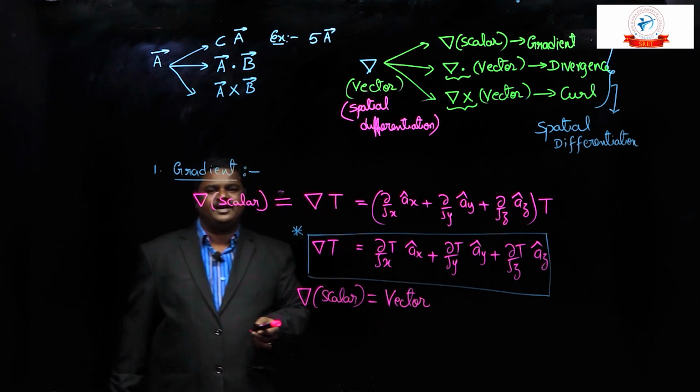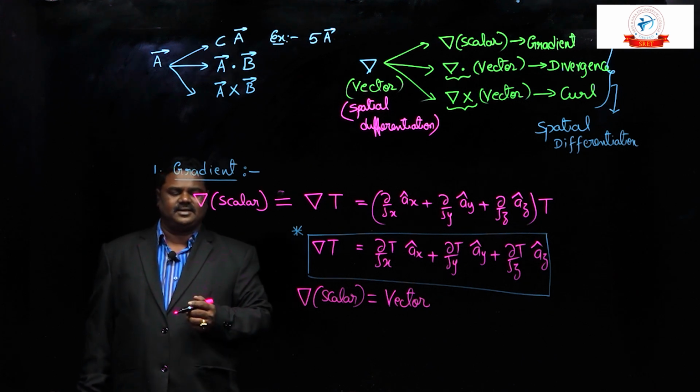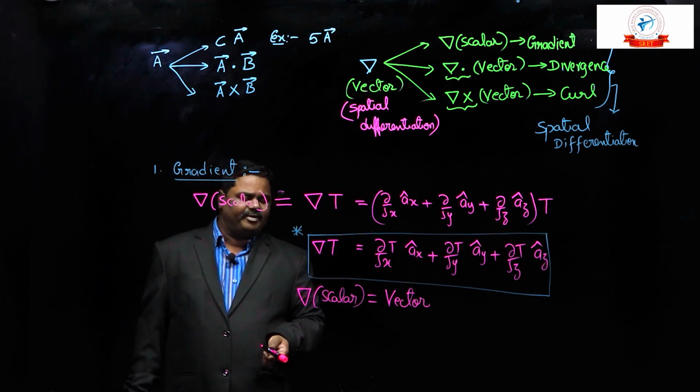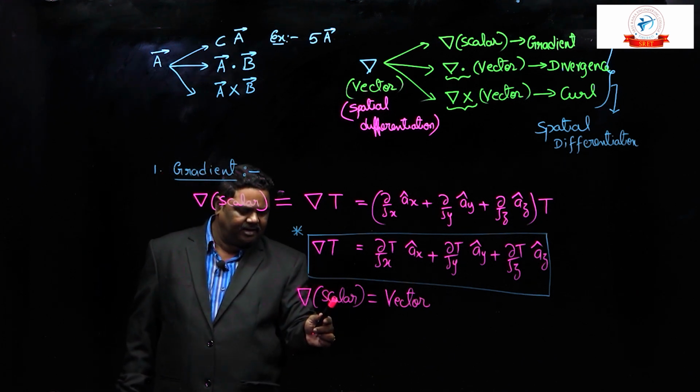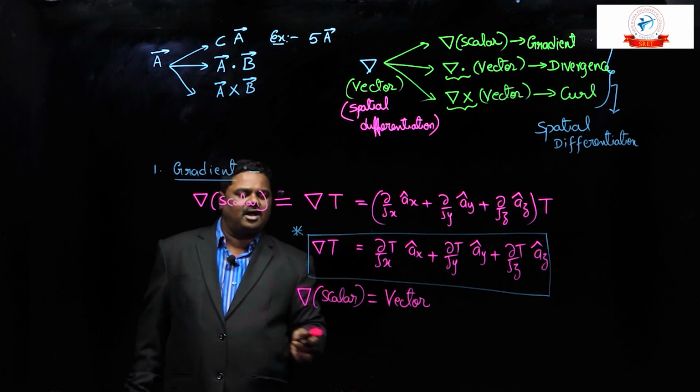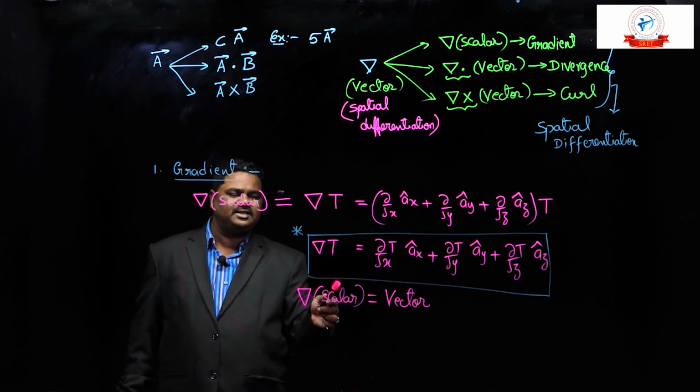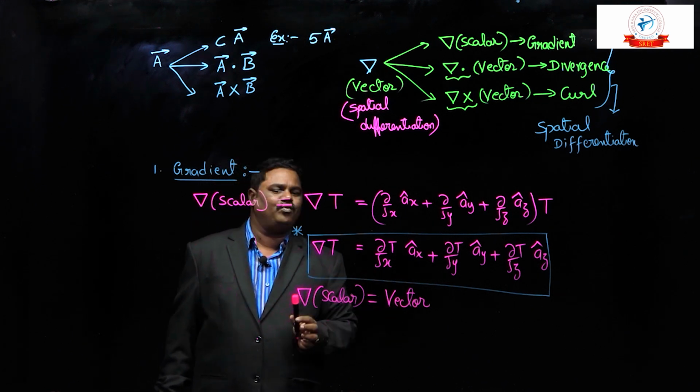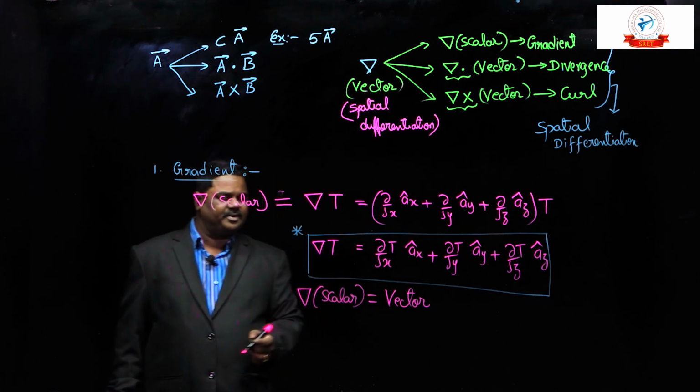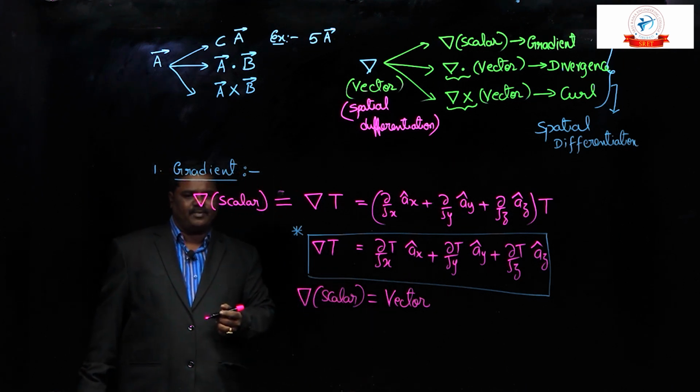Okay. Or you can directly say from basic mathematics, when we multiply a vector and scalar, the result is a vector, or we can say gradient is applicable only on scalars and the result is a vector. Okay. So this is the basic information about the gradient operation.